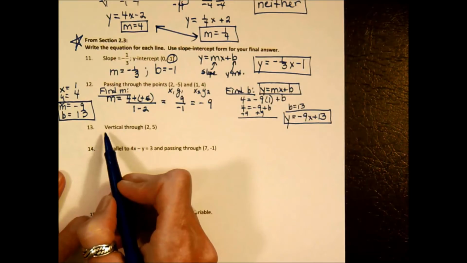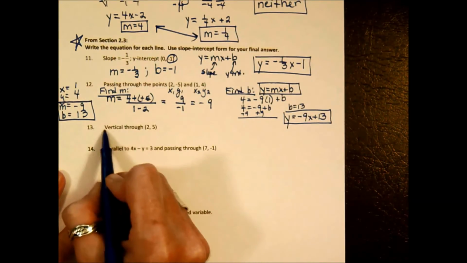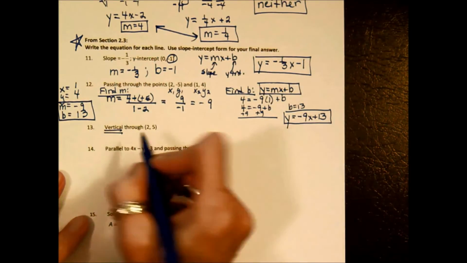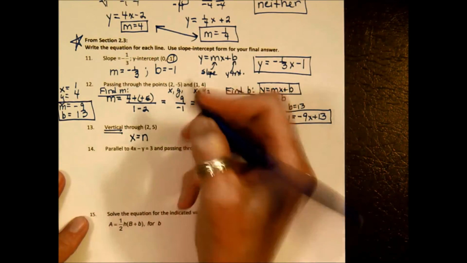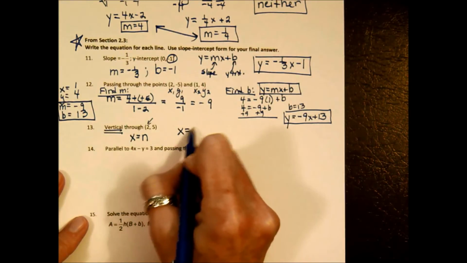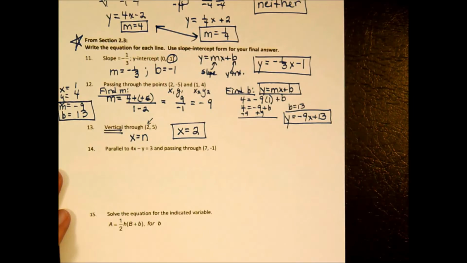It's a vertical line, that's the key here, that goes through the point (2, 5). Well, vertical lines all have the equation of x equals some number. So all you do is look at what the x is. It's a 2. It's x equals 2. That is the equation of that line that goes through the point (2, 5), and it is vertical.